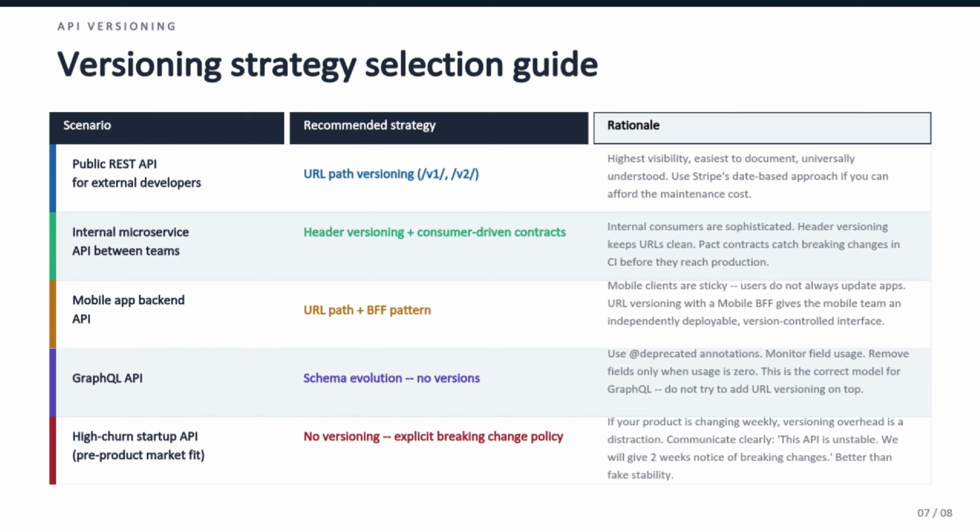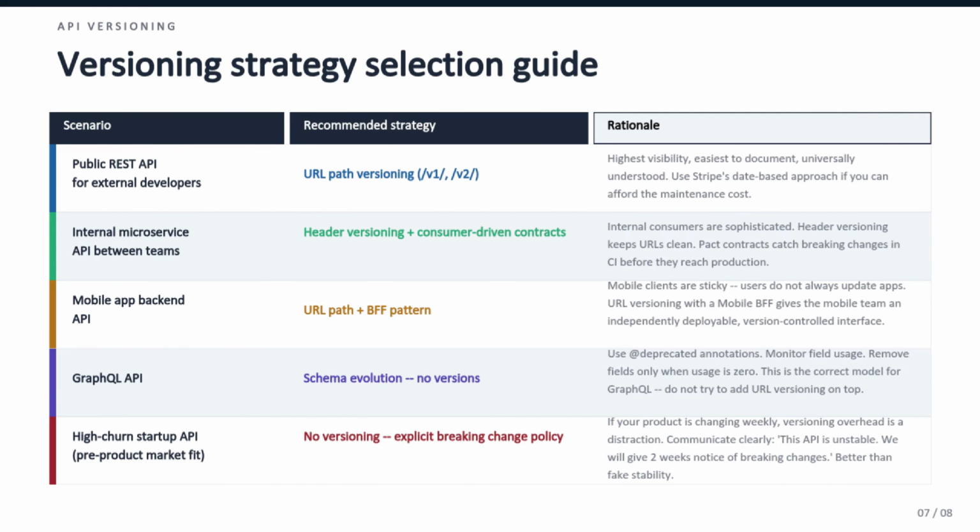Now final scenario, and this one is for startups, especially very early stage startups. Pre-product market fit, meaning you are still figuring out what your product even is. Features are changing every week. APIs are changing constantly. Honestly, in that situation, adding heavy versioning infrastructure is usually over-engineering. Too early. So my recommendation there is actually simple: no versioning, but be very honest with consumers.